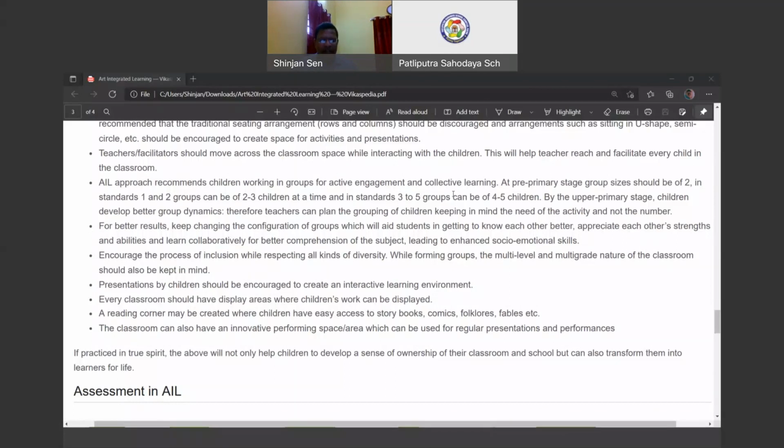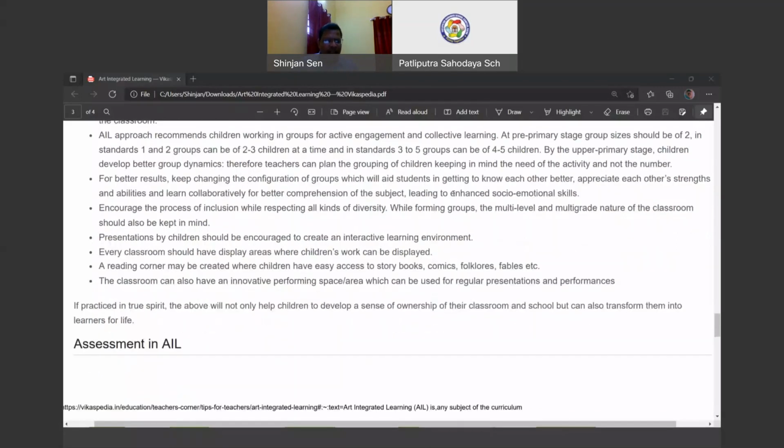Reading corners can be created where children can have storybooks and such things. A classroom can also have an innovative performing space area which can be used for regular presentation of performances. Sometimes we are doing all these things. If practiced in true spirit, the above will not only help children develop a sense of ownership of their classroom and school, but can also transform them into learners for life. Yes, no doubt about it.